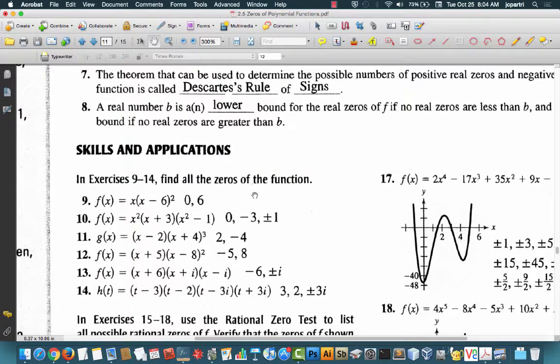So here's number 9. It's already broken up into a linear factorization. So the zeros of this function are 0 and 6. And 6 repeats twice. So technically the zeros are 0, 6, and 6. But 6 has a multiplicity of 2.